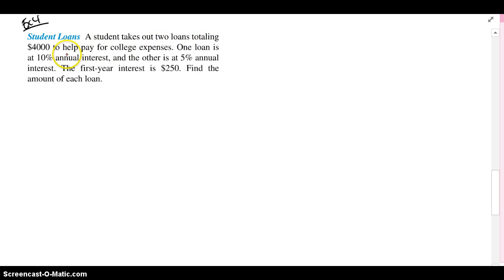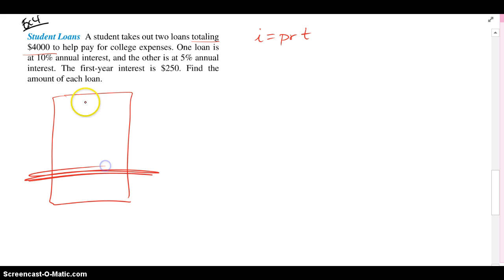A student takes out 2 loans totaling $4,000 to help pay for college. One loan is at 10% annual interest, the other one at 5%, and the first year's interest is $250. Find the amount of each loan. So we're going to use the formula I equals PRT that we've seen before. I'm just going to make a chart to organize my thoughts.